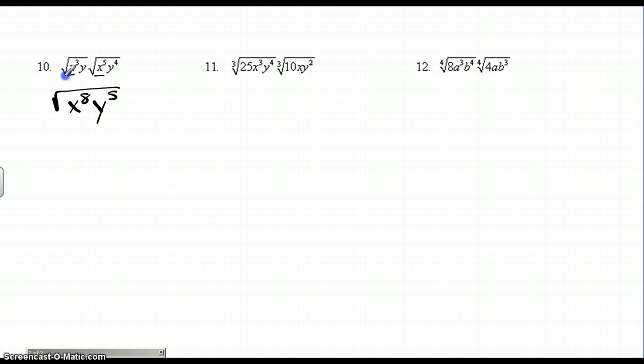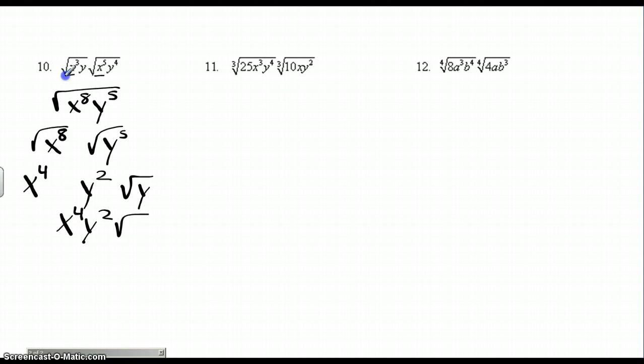Okay, so now I have the square root of x to the 8th times y to the 5th, and I want to break that off into two easier problems. So I'm going to take it to the square root of x to the 8th and the square root of y to the 5th. So I'll simplify those separately. The square root of x to the 8th, 2 goes into 8 4 times, so I have x to the 4th. And 2 goes into 5 2 times, so I have y squared, and I have a remainder of 1, so I have the square root of y. So my final answer is x to the fourth, y squared times the square root of y.